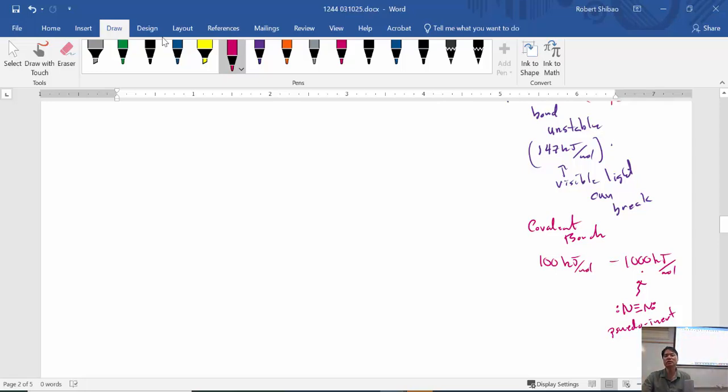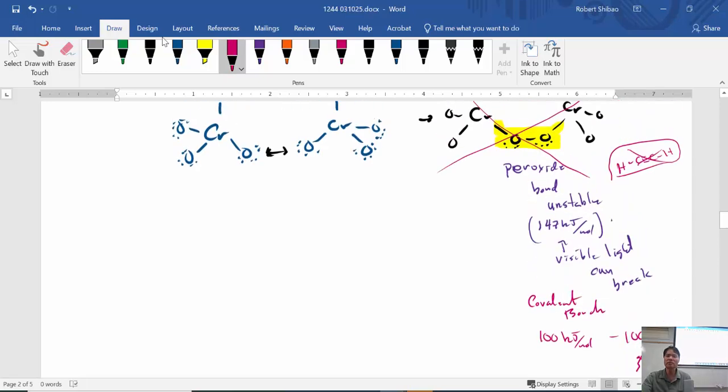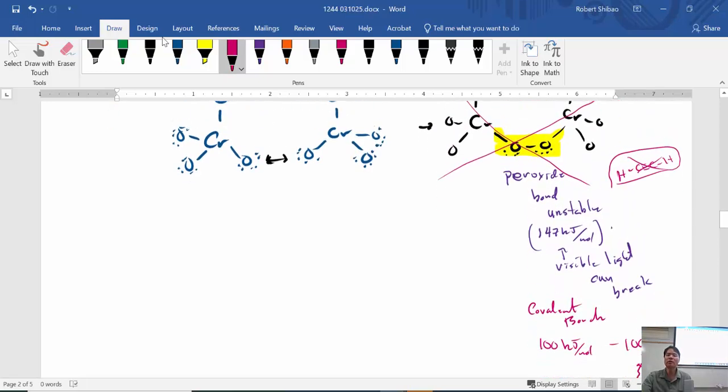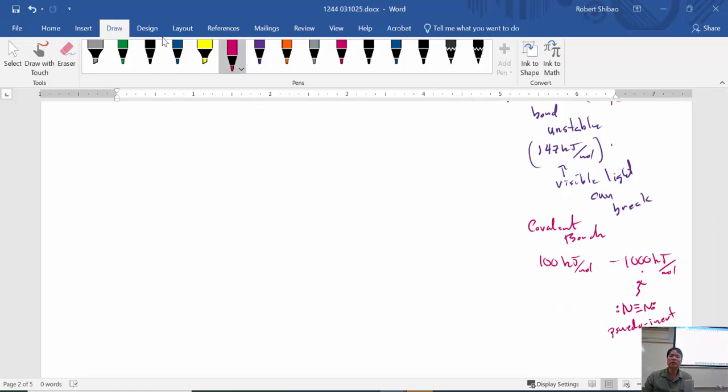But nitrogen's pseudo-inert. It can react under extreme conditions or with bacteria or whatever else that has certain enzymes that can help break it down. Otherwise, 1,000 kilojoules is too much. And when we have 100 kilojoules, it's highly reactive. It's a weak bond, so hydrogen peroxide is quite reactive.